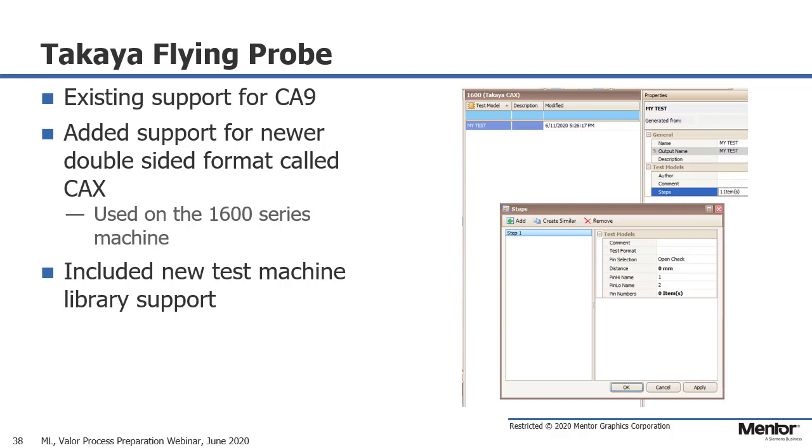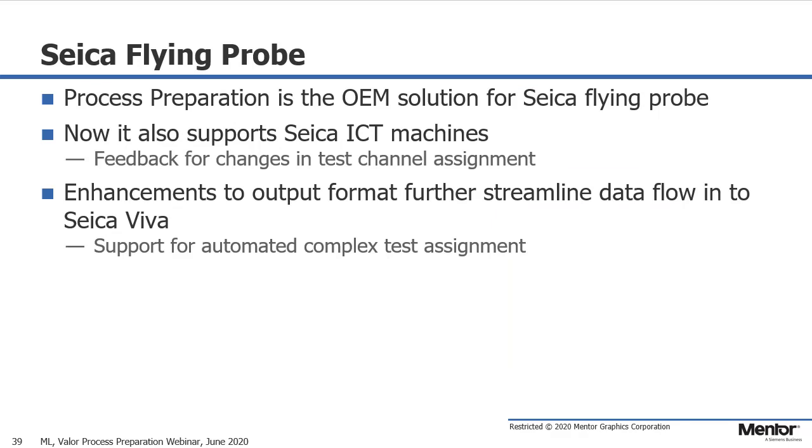This new exporter also shows a new capability relative to test library management. Now, machine-specific tests can be managed through tester libraries that will be available for other machine formats as we add them. Seica selected Process Prep a few years ago to be the front-end data processing solution for Viva, which is their program development application for their Flying Probe machines. Now Process Prep also supports the ICT machines from Seica, both multiplexed and non-multiplexed systems.